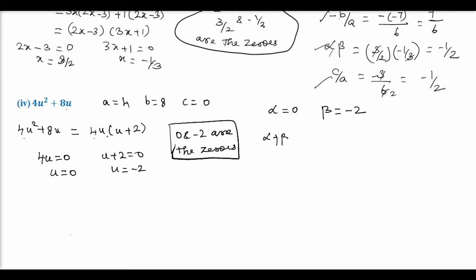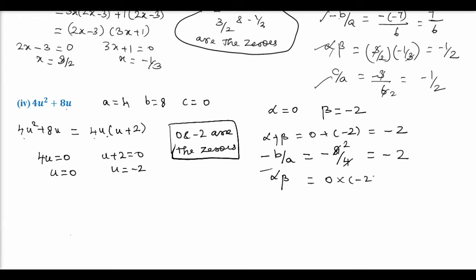First thing, alpha plus beta, so it is 0 plus minus 2, that is minus 2. And this should be equal to minus b by a. This is equal to minus b, here b is 8 and a here is 4. So it is minus 8 by 4, which on cancellation gives me minus 2. So we see that alpha plus beta equals minus b by a. Now we'll go for alpha beta. This is equal to alpha into beta, which is 0 into minus 2, that is 0. And c by a is equal to, c here is 0 by a is 4, so c by a equals 0. This shows me that alpha beta equals c by a is verified.